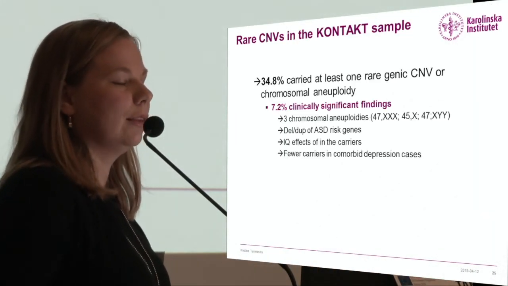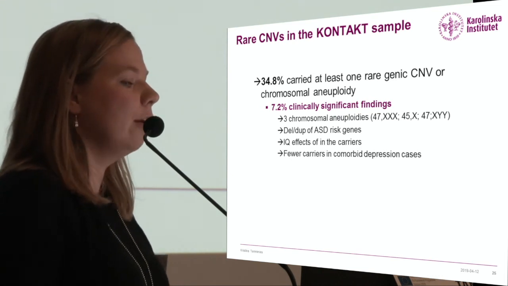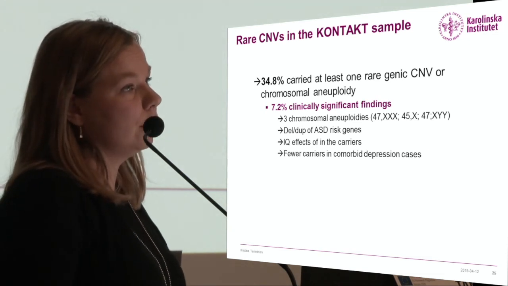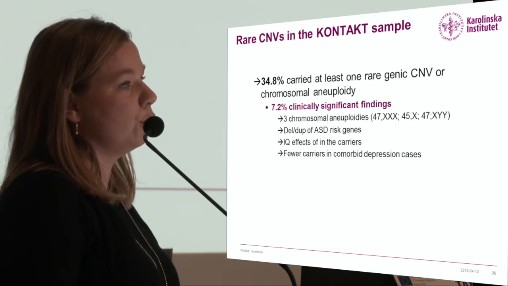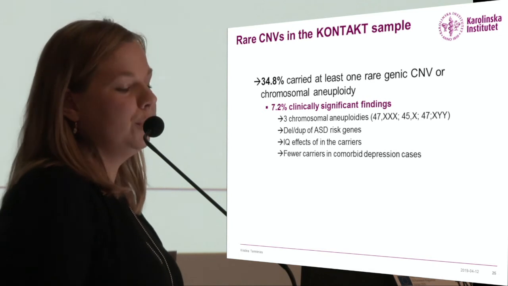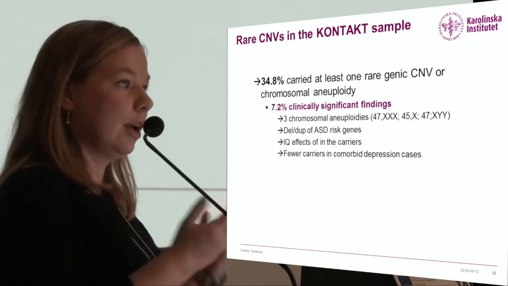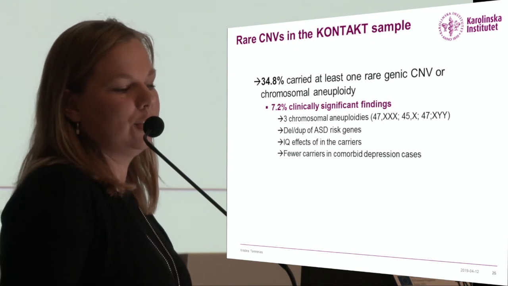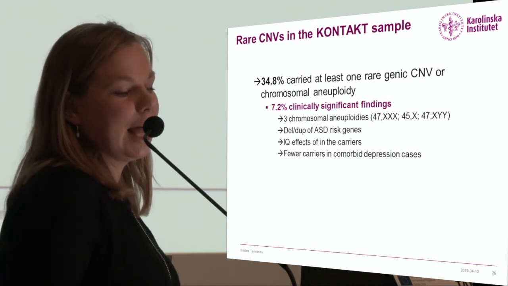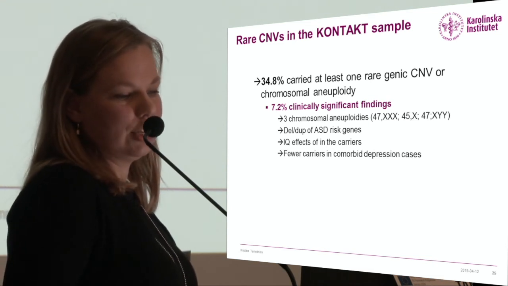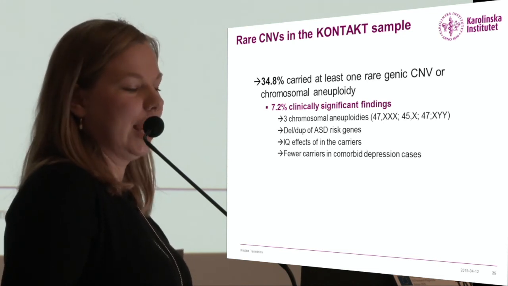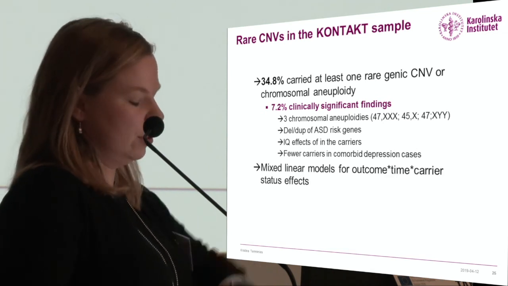So what we found is that roughly 35% had a rare CNV that also hit a gene. Of those, 7.2% were clinically significant. So this is also saying that if you're doing a CMA in an autism cohort with a normal IQ, you would still find these CNVs. There is an association between the IQ and the CNV status, but still they would have normal IQ. So we found 3 chromosomal abnormalities, and also deletions and duplications in ASD risk genes. Interestingly, we had fewer CNV carriers in the comorbid depression cases, which is maybe interesting to know.